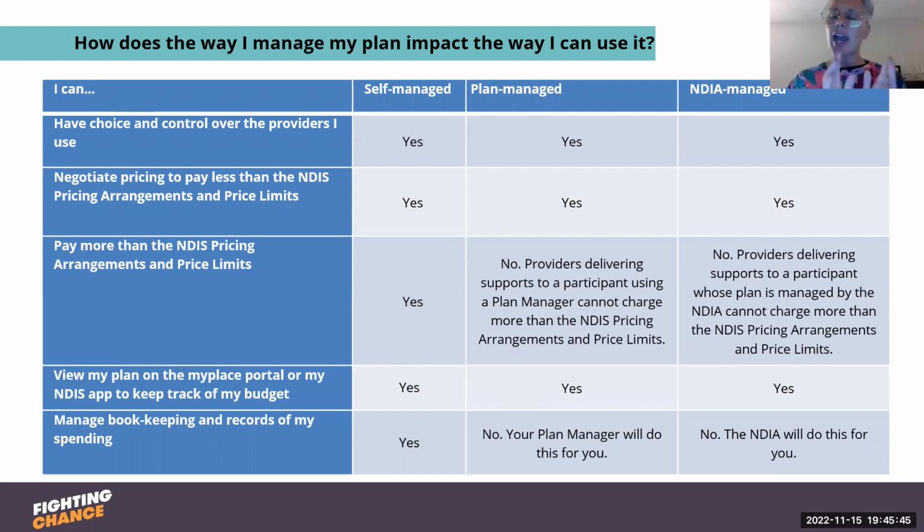And you can do it partially, so you might choose to self-manage just your core budget, or you might choose to just self-manage your capacity building budget. It doesn't have to be your whole plan. You can do parts. So when you're self-managed, you can see that you have a lot more choice and control over your providers. They don't need to be registered. Obviously, if it's a therapist, you want them registered with AHPRA, but they don't need to be registered with the NDIA.